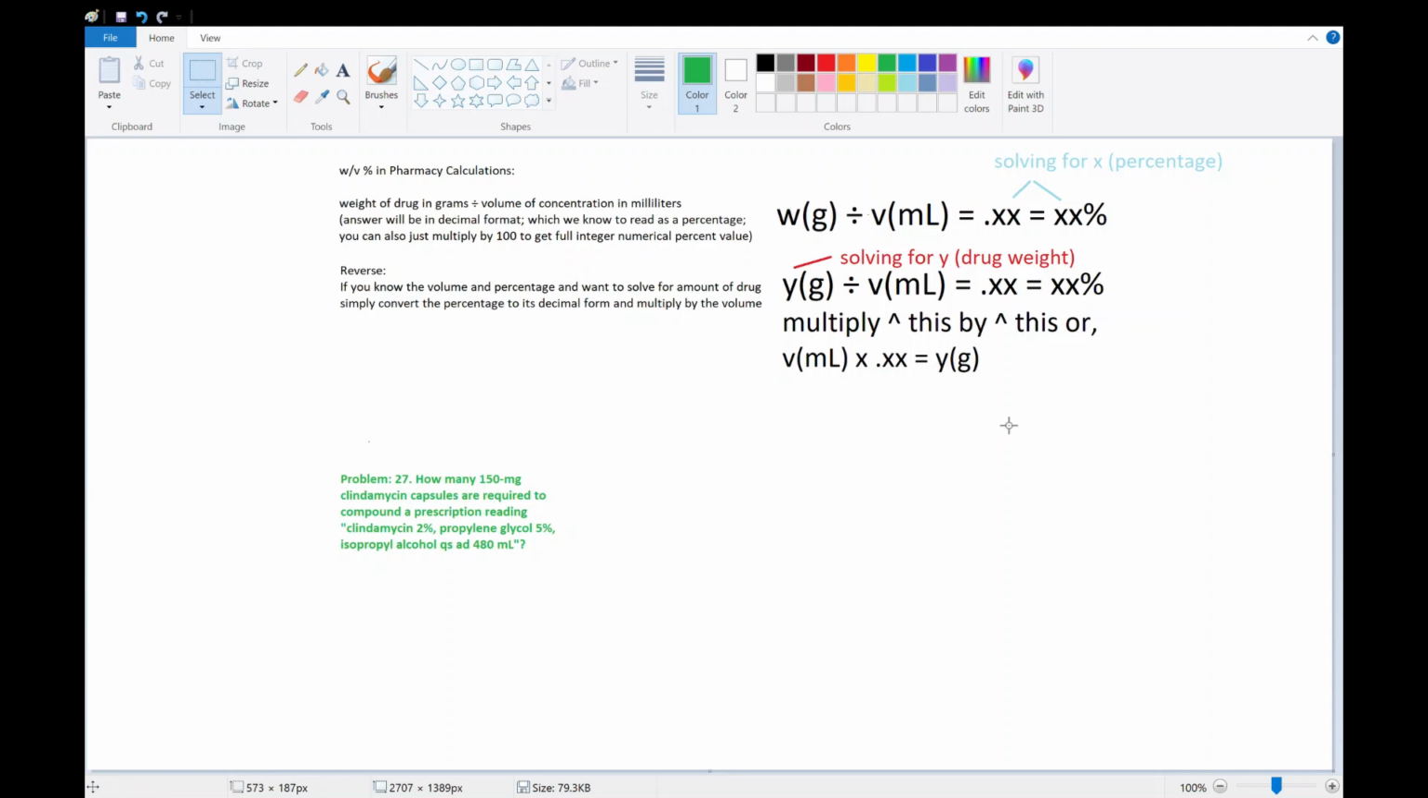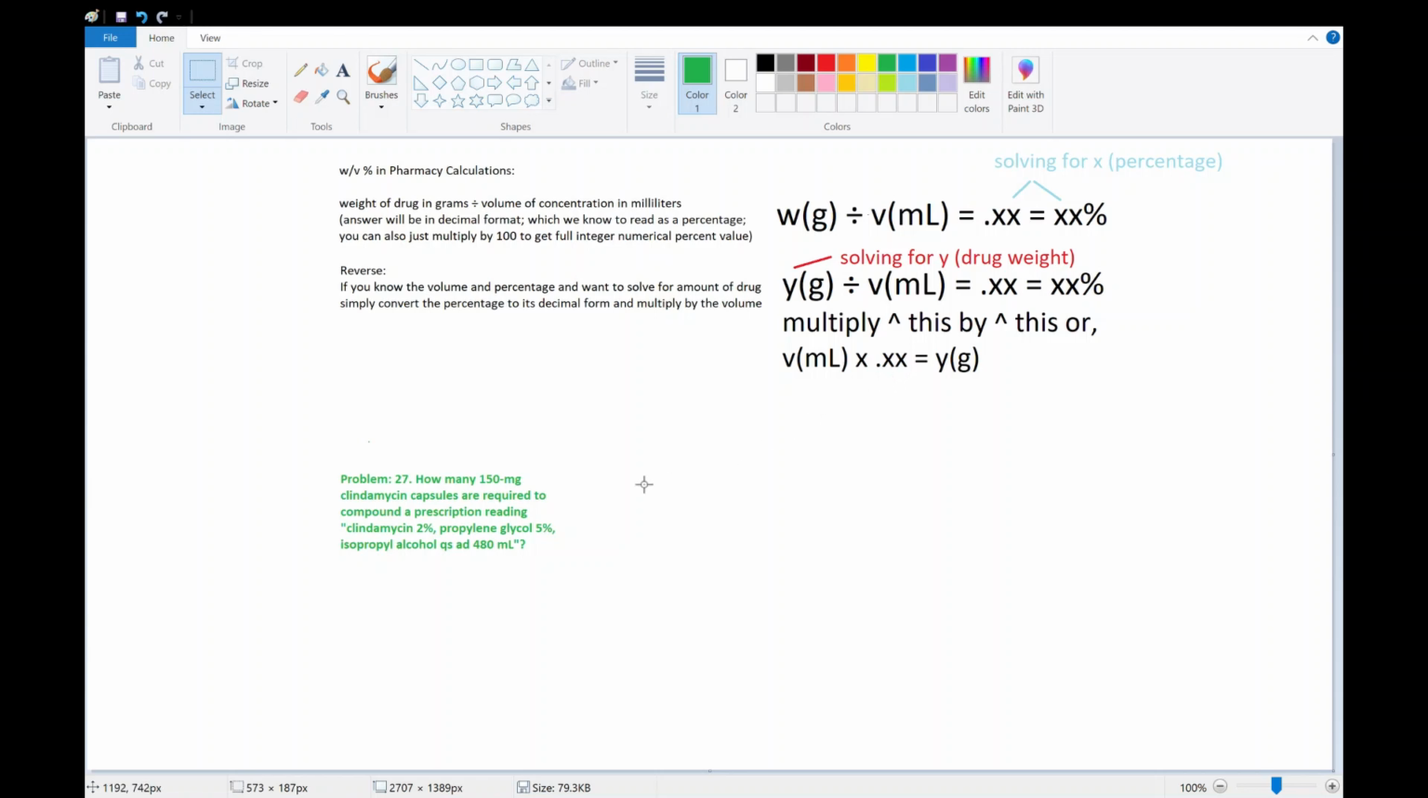So these are the two most common types of weight by volume problems that you get. In this instance, we are given a question from a practice test asking how many 150 milligram clindamycin capsules are required to fulfill a compound that is supposed to be 480 milliliters, and of that it's 2% clindamycin. All this other information is irrelevant to solving our problem. We don't need to know that it's propylene glycol 5%, or isopropyl alcohol. None of this matters. The relevant information is the percent of drug, 2% clindamycin, and the overall end volume, 480 ml. That's all we need to set up this type of problem.